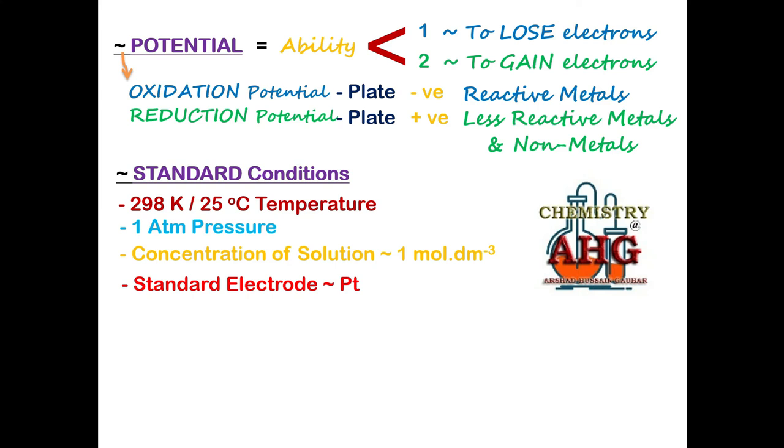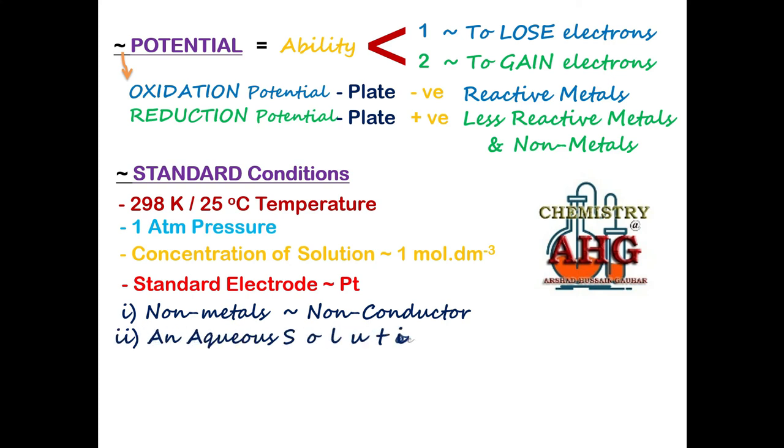Now in A2 you will see there are many cells that have non-metal electrodes. Whenever you want a non-metal to act as an electrode, you know what is the problem with non-metal? Non-metals are non-conductors. So in that case, how will the charge be conducted? The charge will be conducted by using platinum. So wherever there is a non-metal acting as an electrode, you will use platinum as a standard electrode.